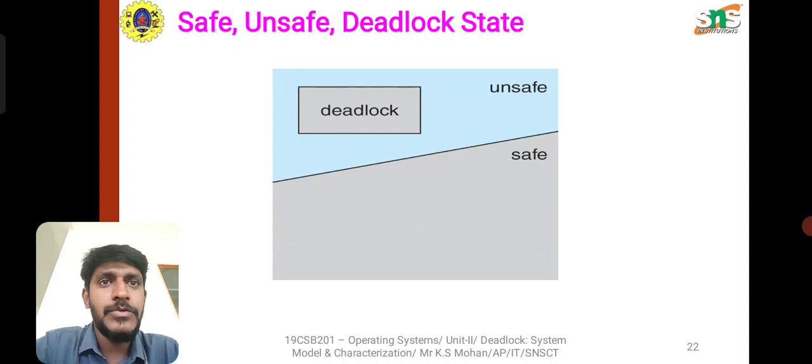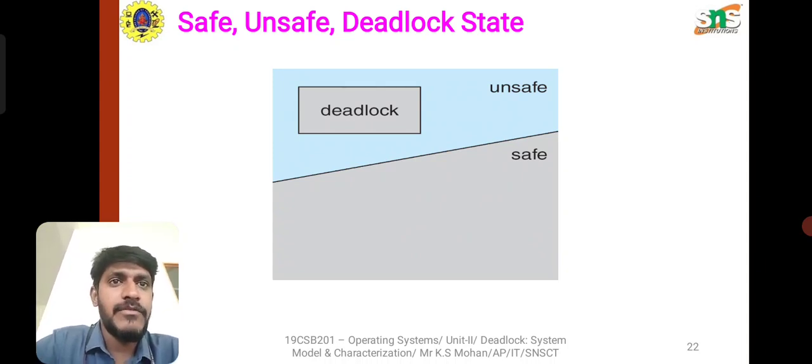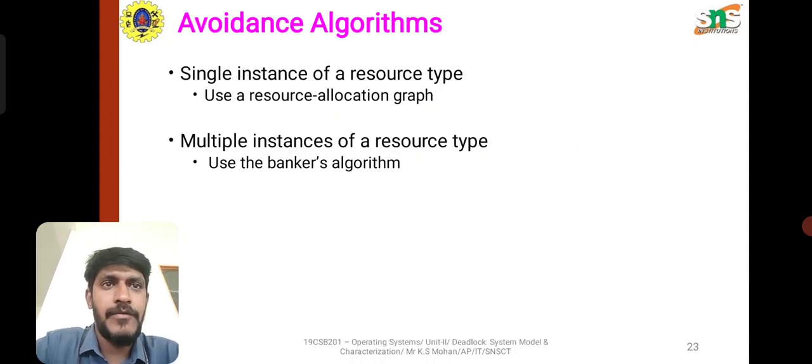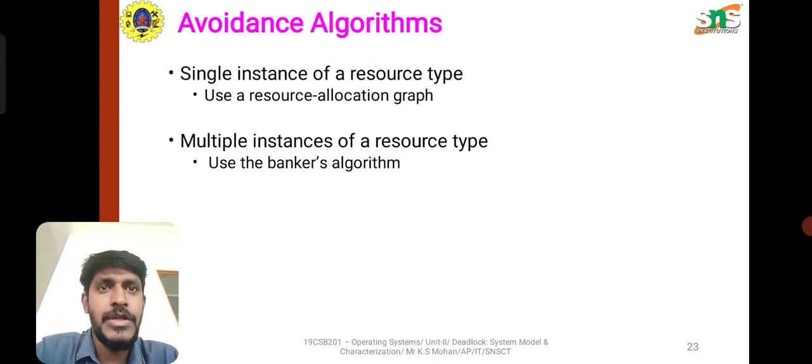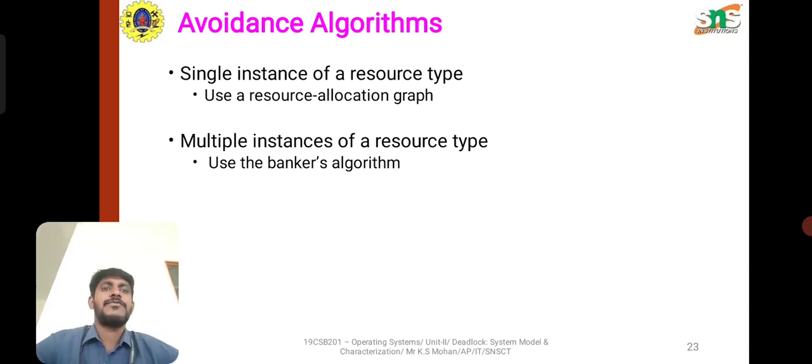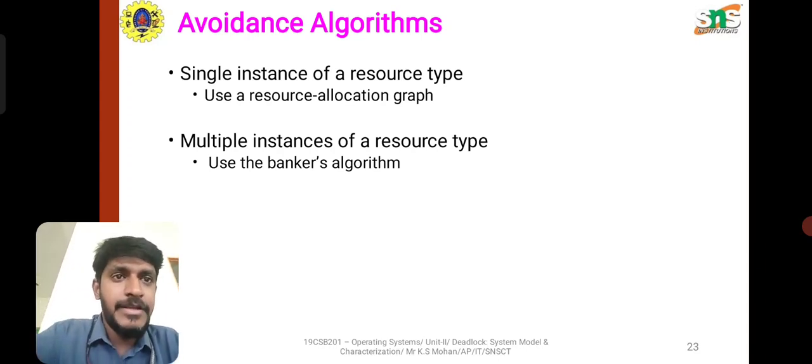So in this picture, we can see that the safe state is the state without deadlock, and with deadlock the processes will be in the unsafe state. Different kinds of algorithms can be used for avoidance: for a single instance of a resource type, use the resource allocation graph; for multiple instances of a resource type, use the Banker's algorithm.